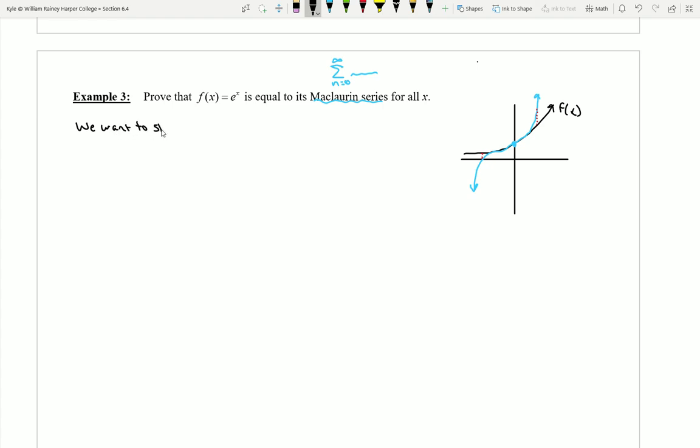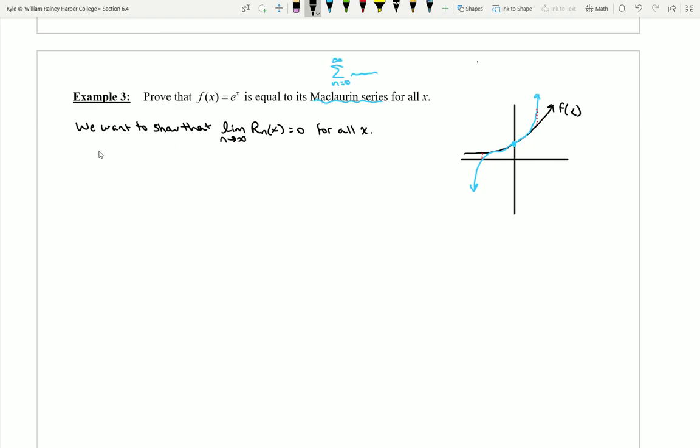We want to show that when I let the degree of my polynomial go to infinity, my remainder at every possible x turns into 0. That is, all those red gaps turn into 0. So, okay, let's see how we might be able to do this.